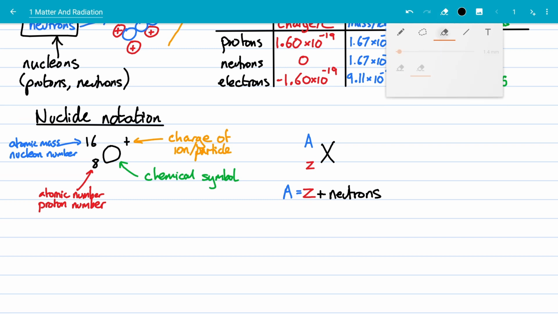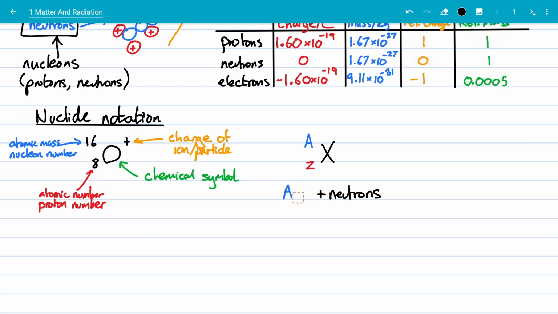Okay, that's something that you need to know. Let's just delete. I deleted too much. Let's just delete them and make the equal sign in black because it bugs me otherwise. There we go. That is what A is equal to. Okay, fine. So that's nuclide notation.